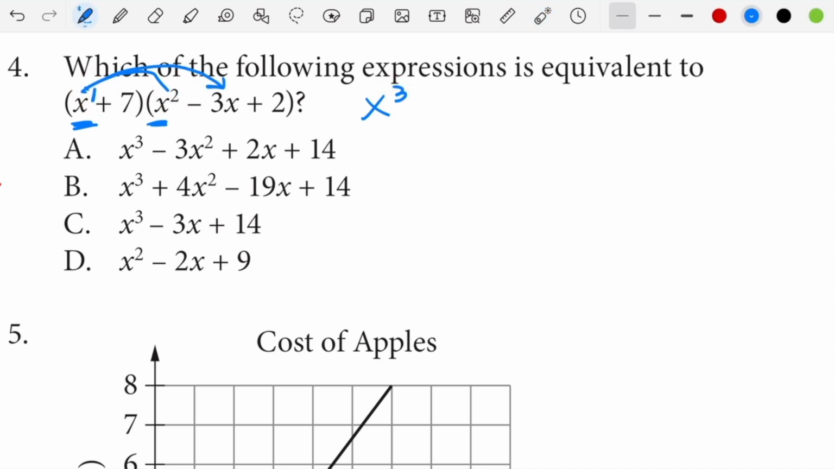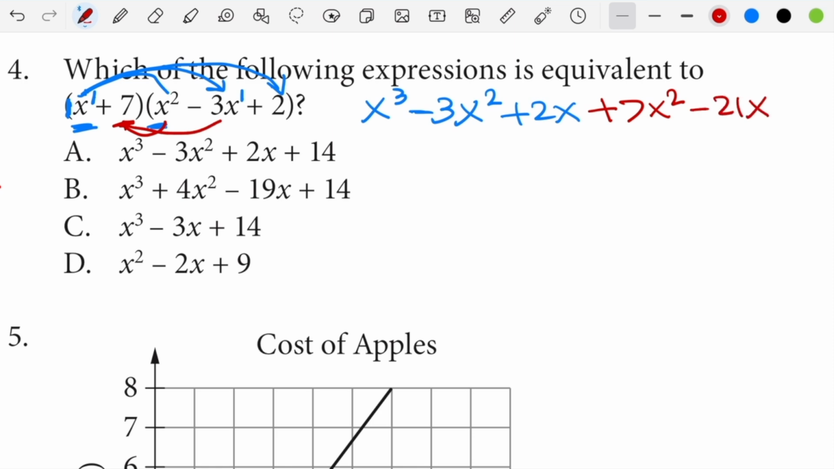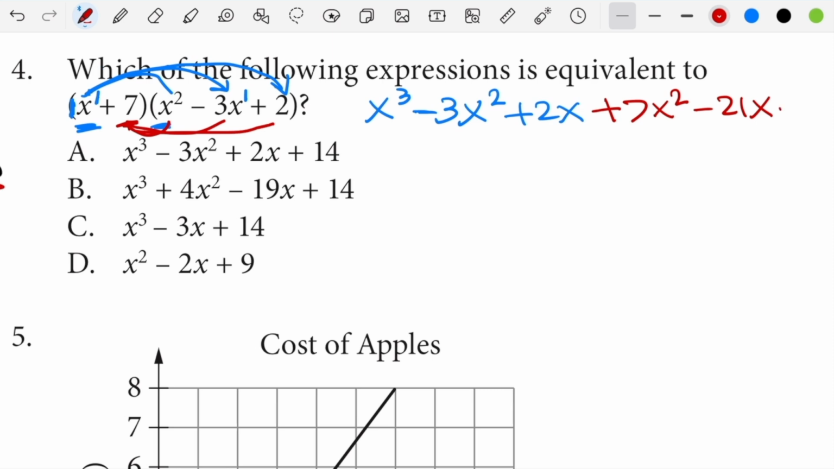X times negative 3x, don't forget, this x has a 1 as well. So I'm going to have positive 1 times negative 3 gives me negative 3, and then x times x gives me x squared. And the last one is x times 2. That's going to give you 2x. Same thing that I did with the first term, I'm going to do with the 7. 7 times x squared gives you 7x squared. 7 times negative 3x gives you negative 21x. And 7 times 2 gives you 14.